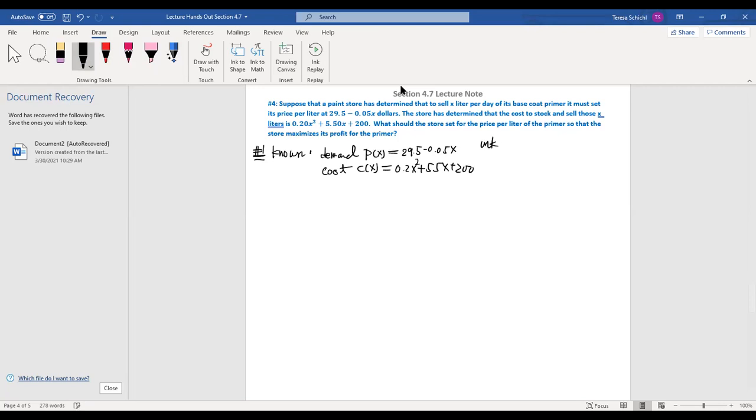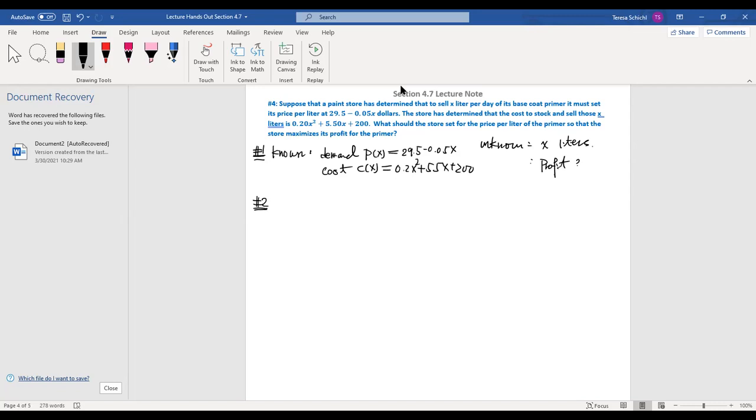Now let's take a look at the unknowns. The unknown is how many liters, the X liters; I have no idea. The other unknown is the profit. Now for step 2, we cannot graph it, so let's ask how we connect all of these together.